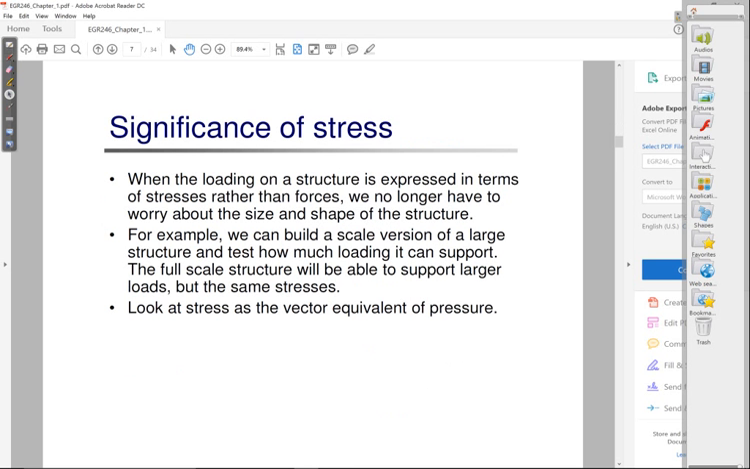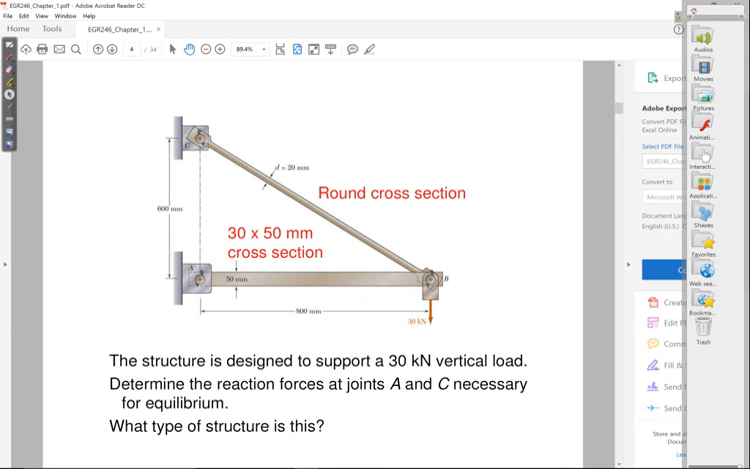Okay, so I already talked about how stress allows us now to make direct comparisons. It allows us to bring material into the picture. And what we're going to do now is go back to this problem that we talked about earlier.